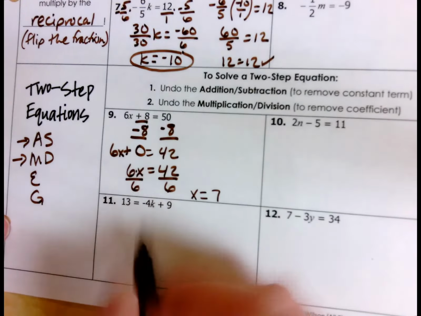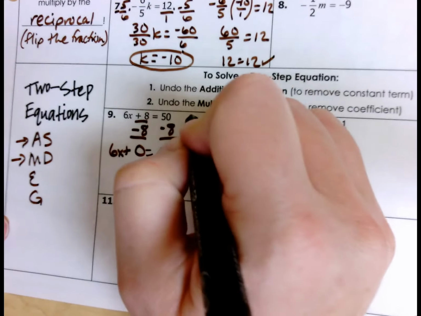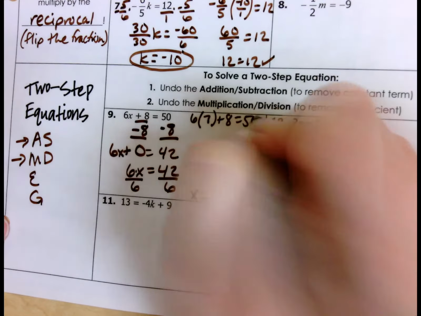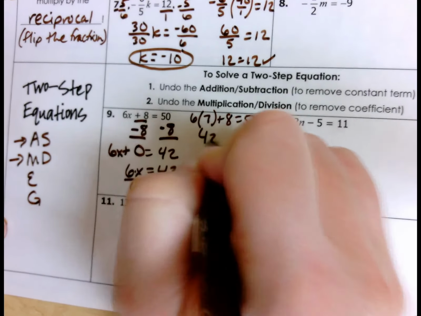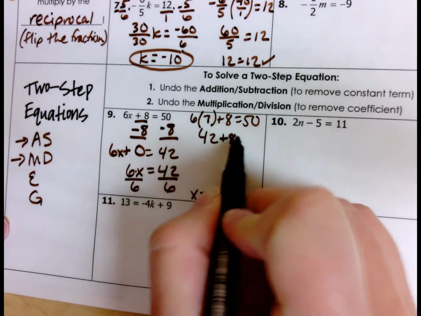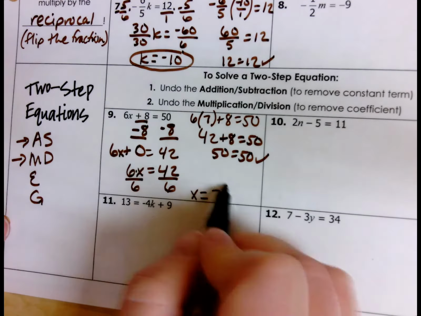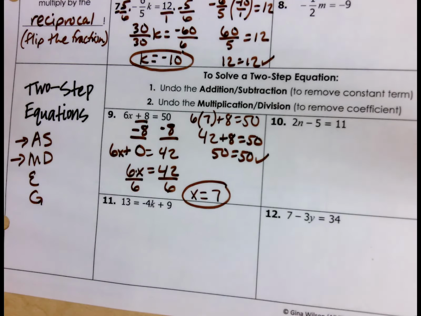Alright? And let's check our answer, same as before. We're going to do 6 times 7 plus 8 is equal to 50. So 6 times 7 is 42. We're going to add that 8, and we get 50 is equal to 50. That's what we want. So x is equal to 7. That is the value that works for the variable.